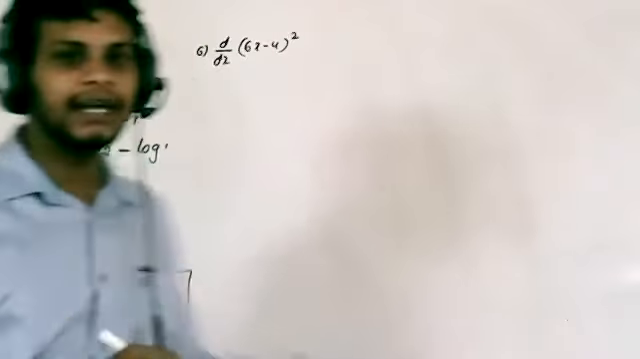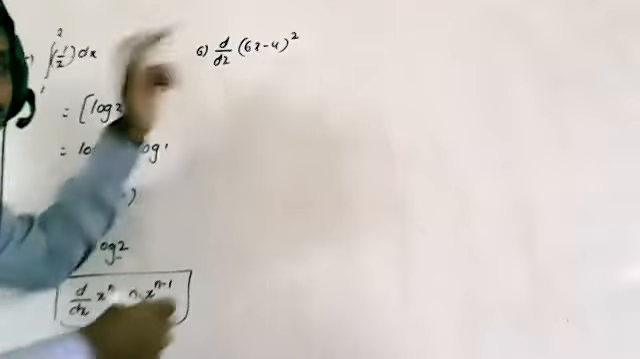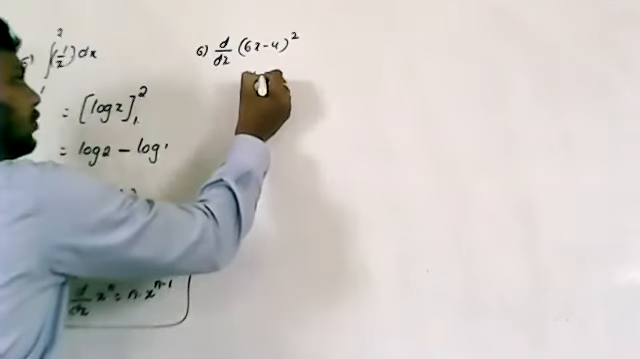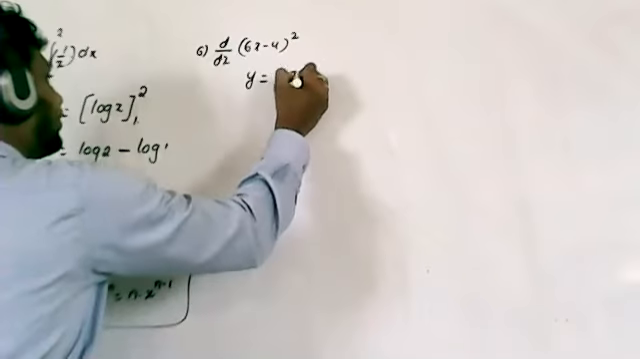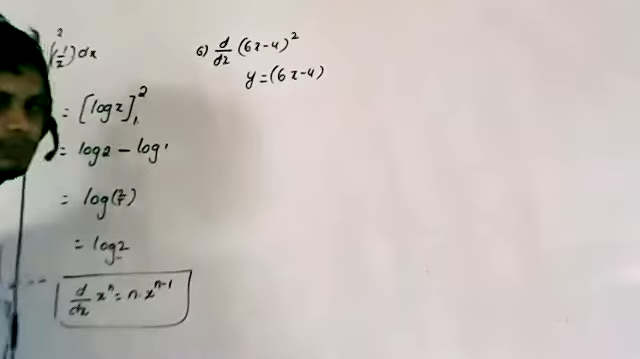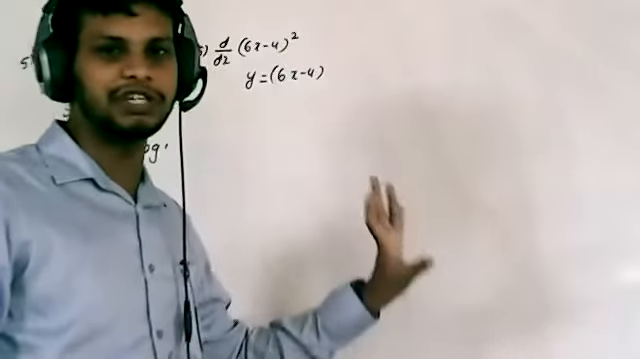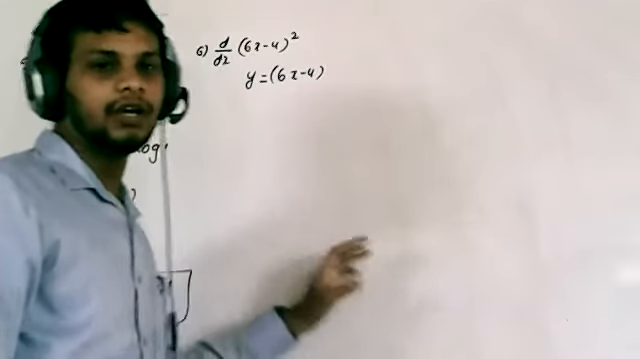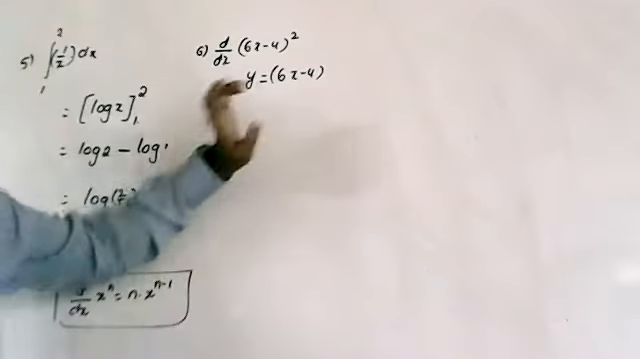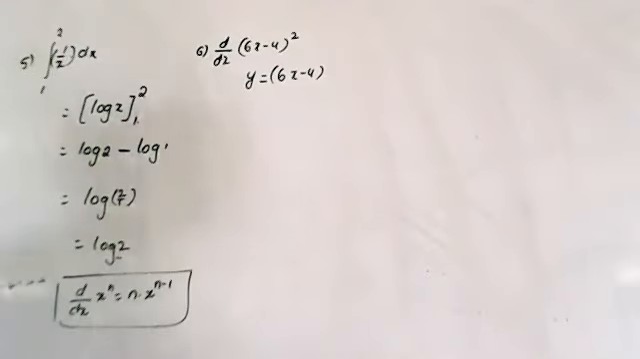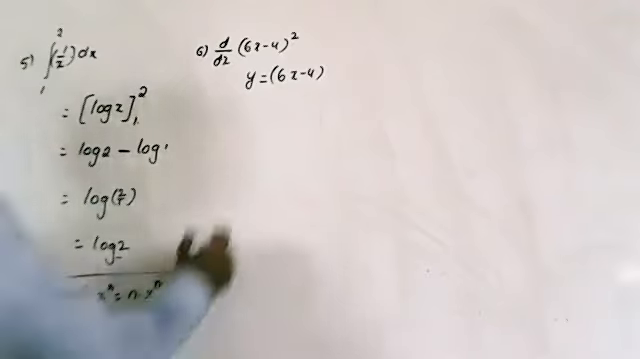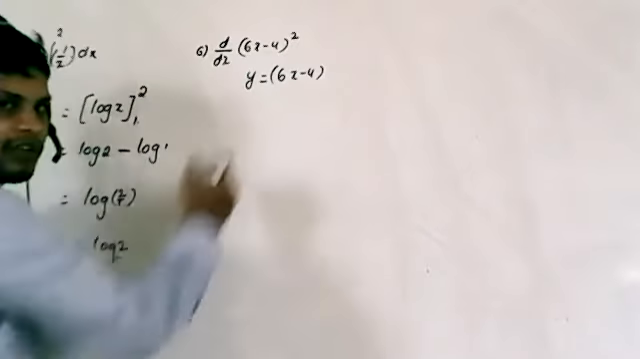Therefore, I will take this value as, let us say, y. So y can be taken as 6x minus 4. Or else you can take capital X or any letter you wish. Remember, this kind of problem is a bit difficult, so please try to understand. So y is equal to 6x minus 4.